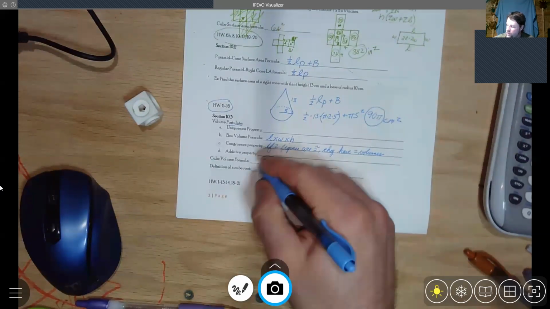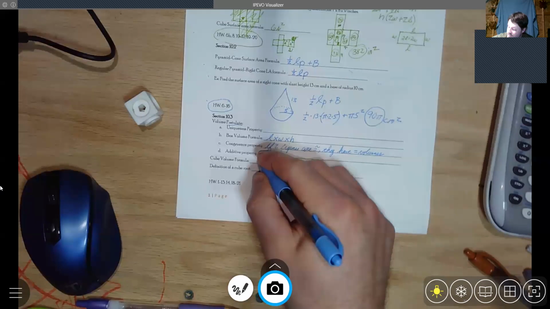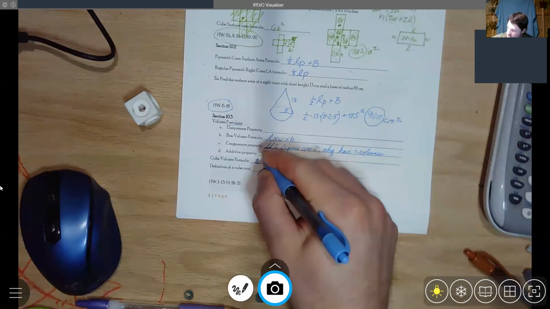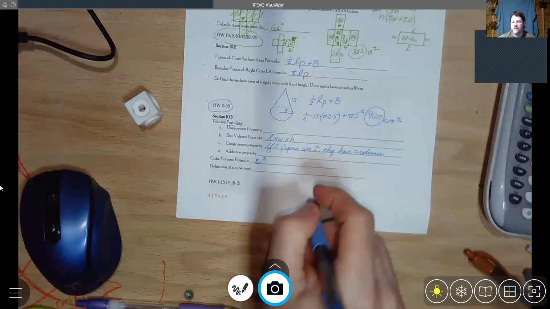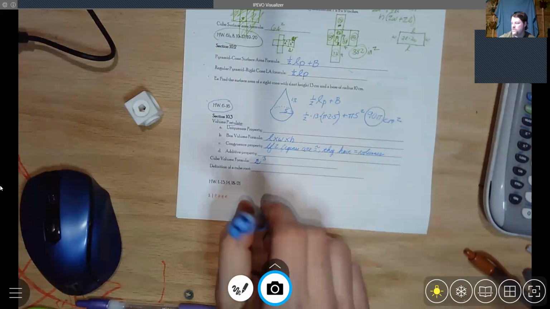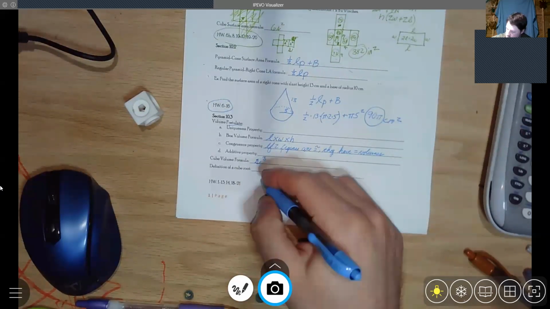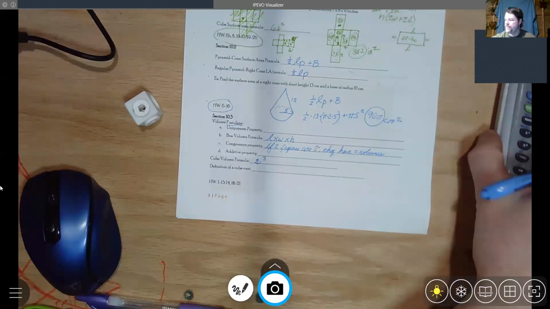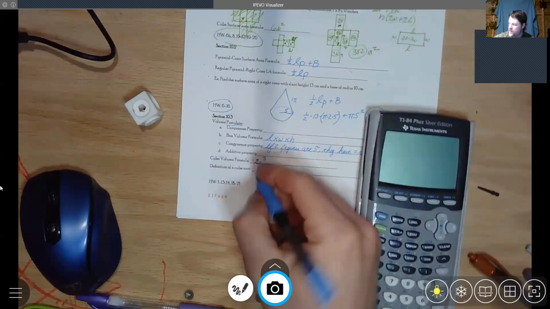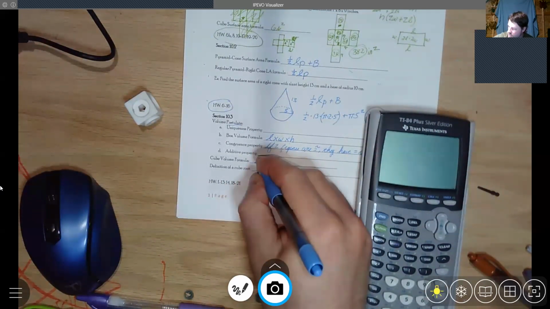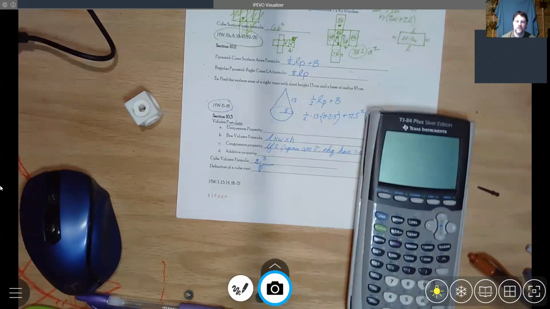The cube volume formula is S cubed, because in a cube the sides are all the same. So to find the volume of a cube, you just cube one side. And then the cube root, which you can do on your calculator. We write a cube root like a square root, except we put a 3 right there. The cube root is designed so that if you knew the volume of a cube, then the cube root would tell you the side length of the cube.